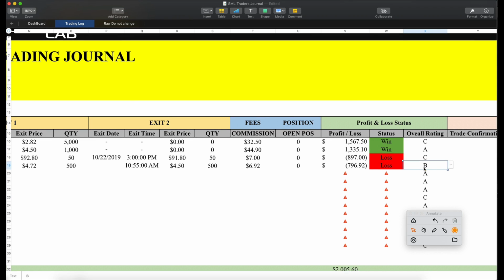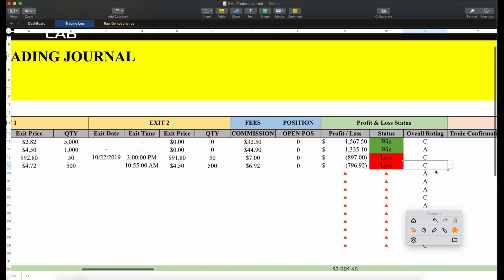Now, if you take a look right here, this is where you guys can give your trade a rating based on whatever you think. Hey, was it an A? Was it a B? Was it a C? How good was this trade? Obviously, A being the best, C being the worst, B being somewhere in the middle. And you obviously want to have reasons. Me, I'd give this a C.